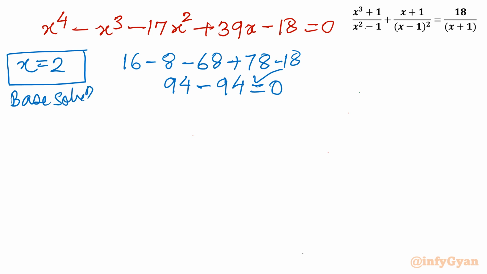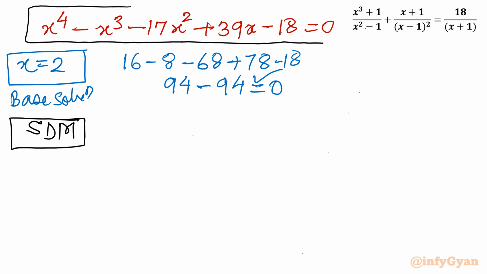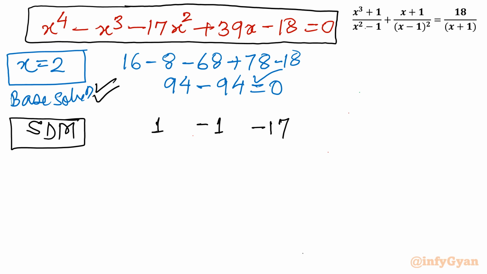Okay. Now I will use synthetic division method. So let me write here SDM, and I will write all the coefficients of this quartic equation. This is one quartic equation. Base solution is known. So I will write all the coefficients. The coefficient of x power 4, 1. Coefficient of x cube, minus 1. Coefficient of x square, minus 17. Coefficient of x, 39. Constant coefficient, minus 18.